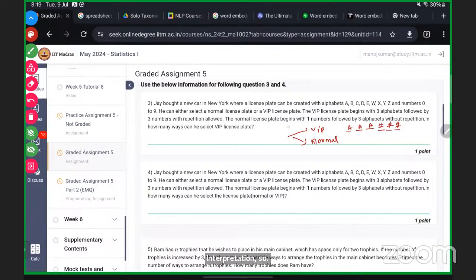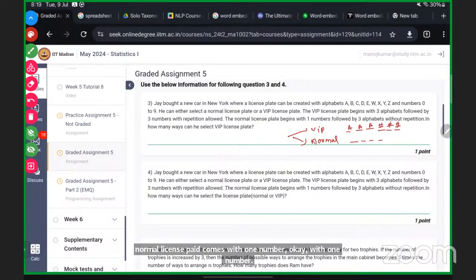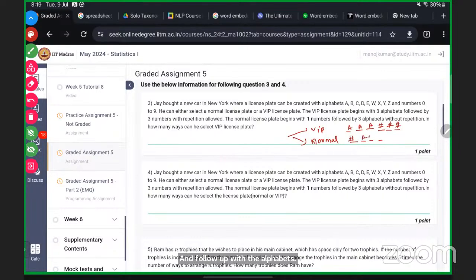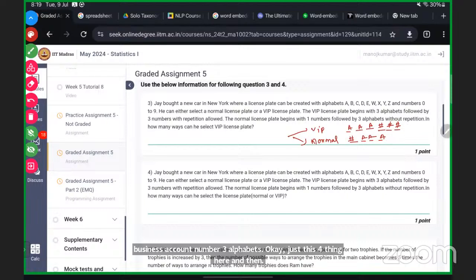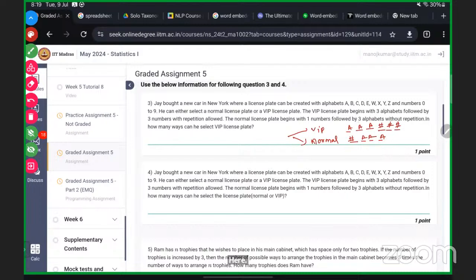The normal license plate begins with 1 number, followed by 3 alphabets. So this is 1 number, then these are alphabets, and you have to write 3 without repetition. In how many ways can he select a VIP plate? I think this is very easy, right? Repetition is allowed here, and here it's not allowed.